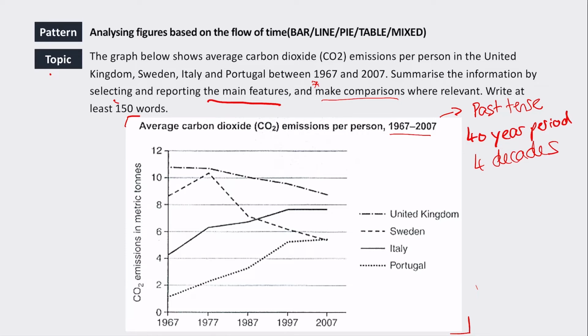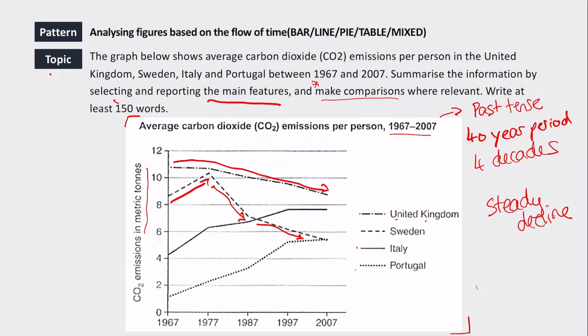So we've got the CO2 emissions in metric tons, and then we've got the years along the bottom. So let's take a look at the UK. The UK here, we can see at this top line here is kind of a decline. And how would you describe that? I would probably describe that as a steady decline. Okay, Sweden, we've got a sharp increase and then a sharp decrease, and then a gentle or gradual decrease.